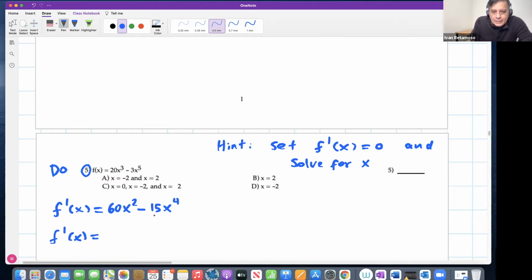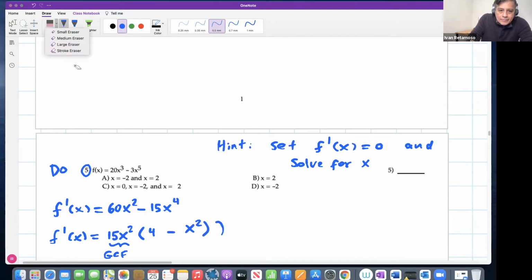First, I noticed that 60 and 15 have greatest common divisor 15. X squared and x to the 4, I picked the one with the smallest exponent, x squared, greatest common factor, what mathematicians call GCF. If this is factored out, what is left inside? 15x squared into 60x squared is just 4. Minus, 15x squared into 15x to the 4, 15 into 15, 1, x squared into x to the 4, x squared. This is left, right?